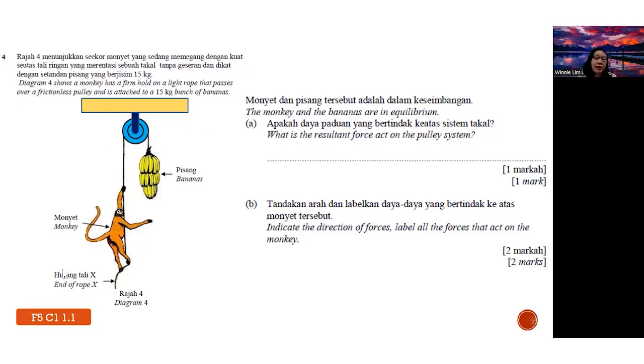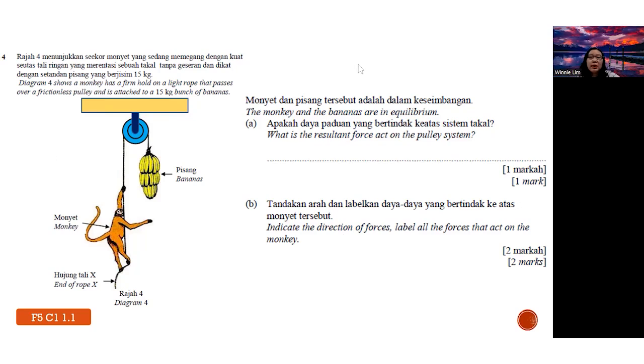Question 4 is under Form 5 topic, forces and motion. The first topic itself regarding resultant force on the pulley system. Diagram 4 shows a monkey has a firm hold on a light rope that passes over a frictionless pulley and it is attached to a 15 kg bunch of banana. The monkey and the bananas are in equilibrium. What is the resultant force acting on the pulley system?